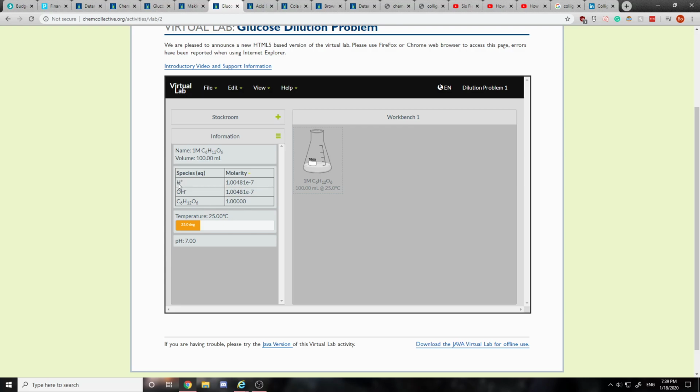Now, it will always mention the H plus and OH minuses. You will not need to know this yet. We will get to this when we cover acids and bases, including the pH. Ignore those for now. The most important number is the molarity, right? It tells you the molarity of this solution.